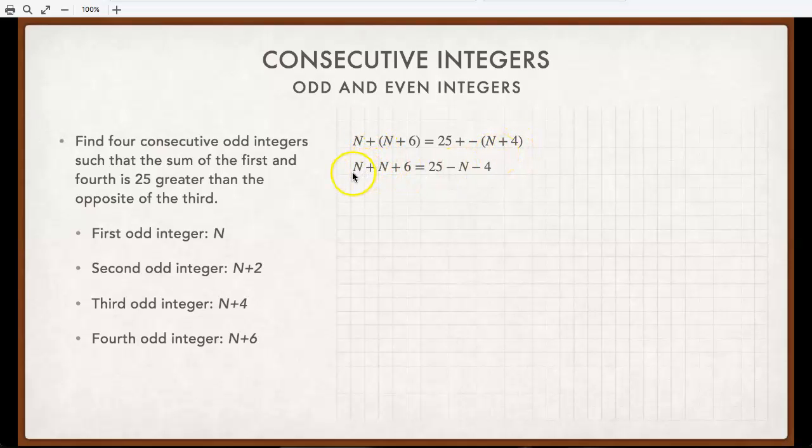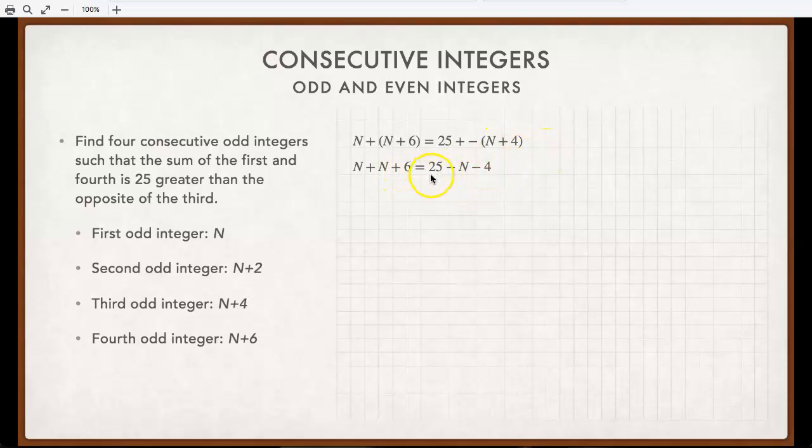So on the left here, these parentheses don't matter because it's just addition. So we can write that simply as n plus 6. On the right, however, this negative sign here means times -1. And since it's outside these parentheses, we're going to have to distribute it to both terms in there. So it isn't negative n plus 4, it's rather negative n plus -4, or minus n minus 4.